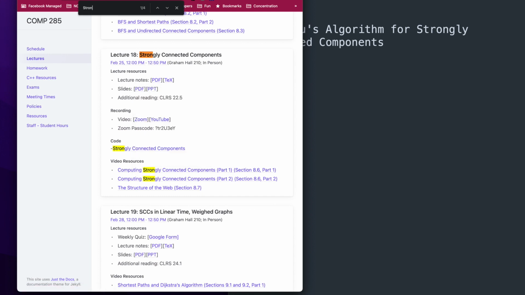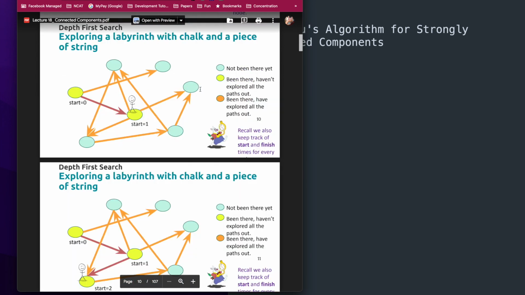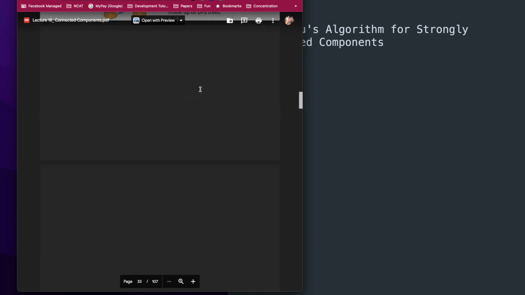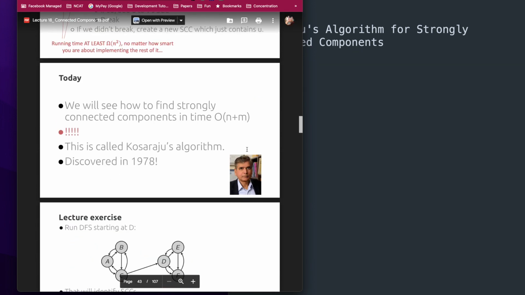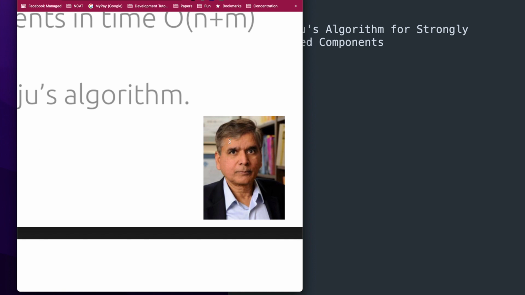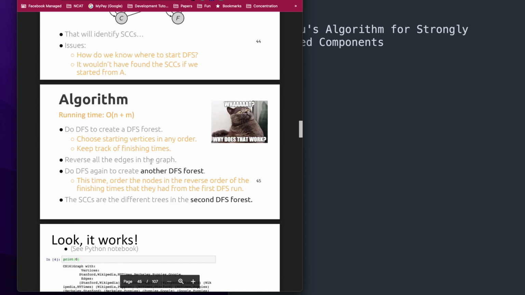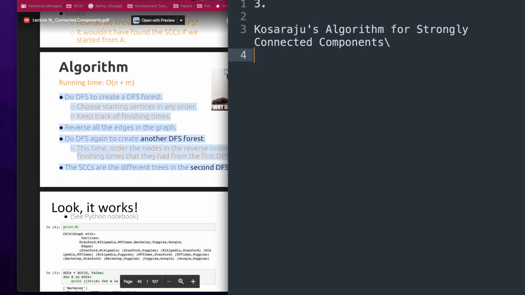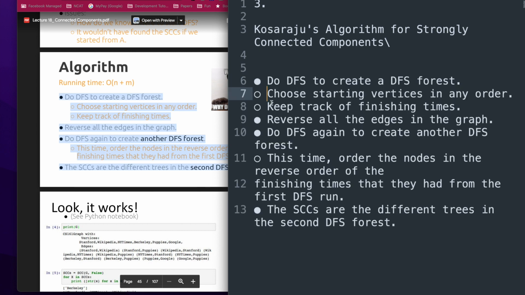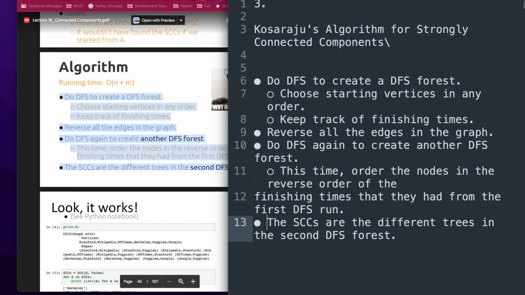So let's open that up just to take a look on our end. So if we look at lecture 18 here, we can scroll down and we'll actually get to Kosaraju's algorithm. So this is the algorithm that runs in linear time. So the algorithm is actually pretty straightforward. So let's copy that over here so we can talk about it in more detail. Let's reorder this so it looks a little better, and let's discuss.